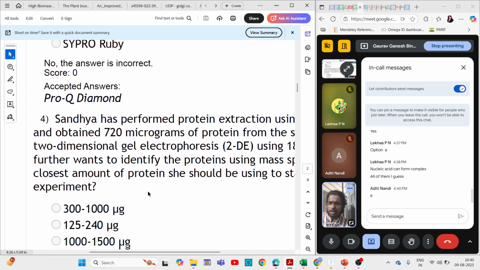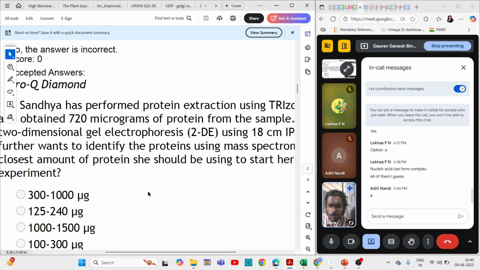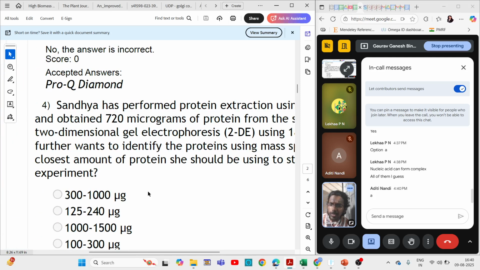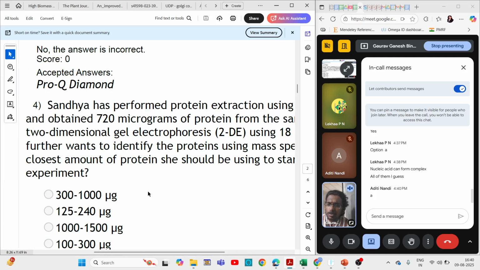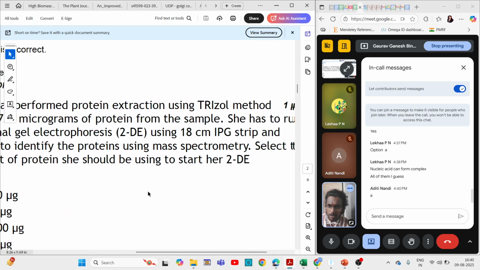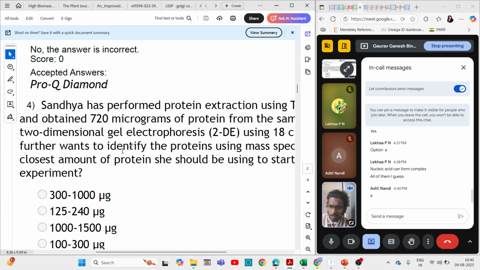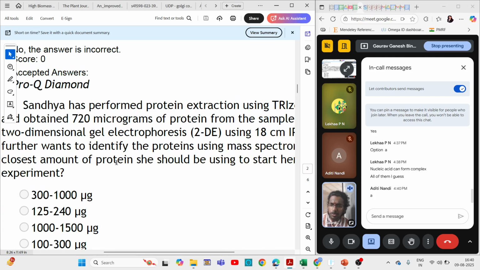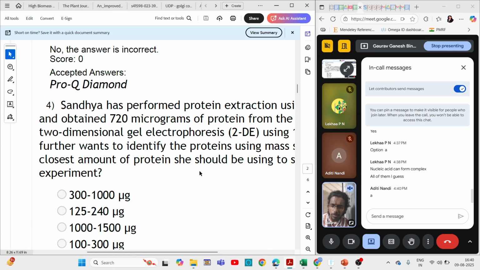You all are right. Now Sandhya is performing an experiment. She performed protein extraction using the Trizol method and obtained 720 micrograms of protein from the sample. Then she has to run 2DE using an 18 centimeter strip and further wants to identify proteins using mass spec. Select the closest amount of protein she should be using to start her 2D gel electrophoresis experiment.